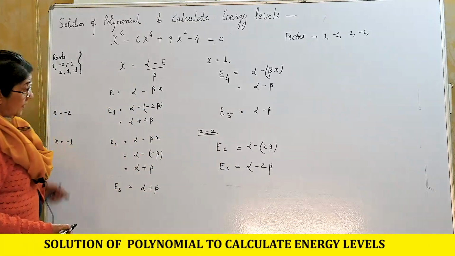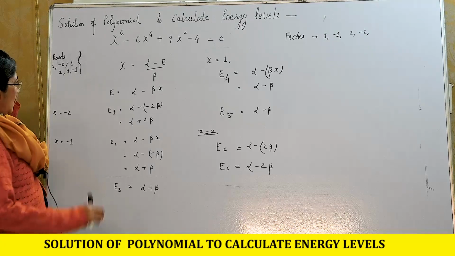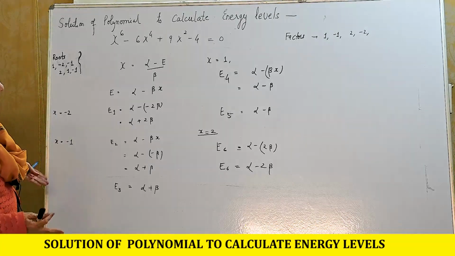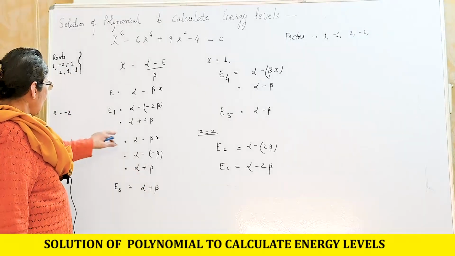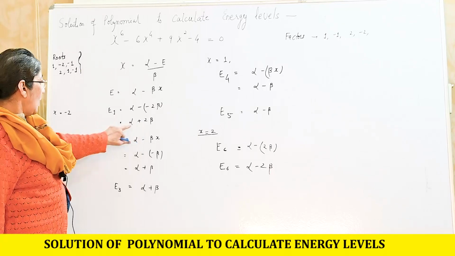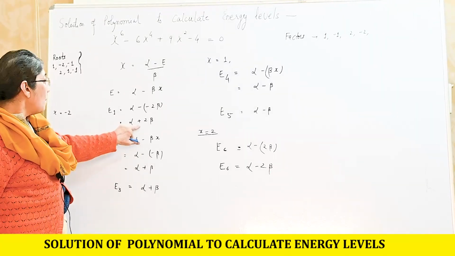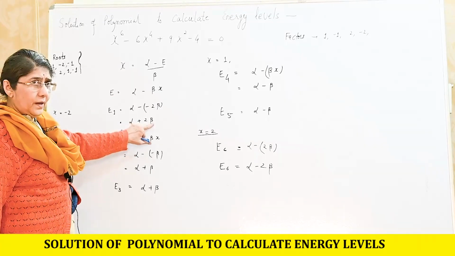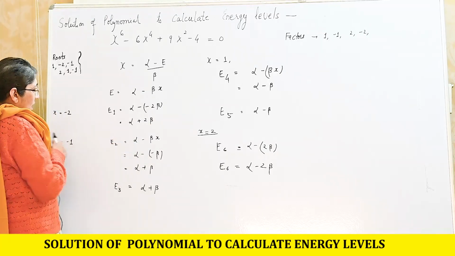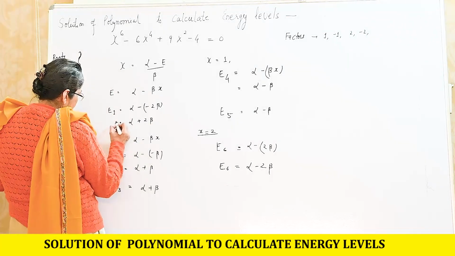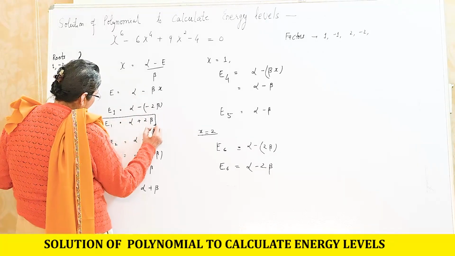Now if we compare the energies, how will we compare? We know that the experimental values of alpha and beta are negative. So if we keep the negative here, we get alpha minus alpha minus 2 beta. So we are getting this more negative, so E1 is the lowest energy level.